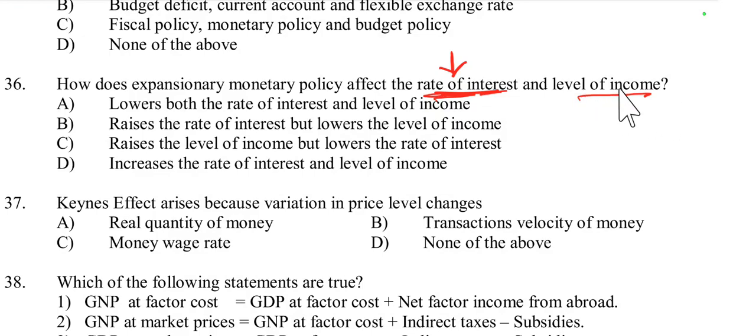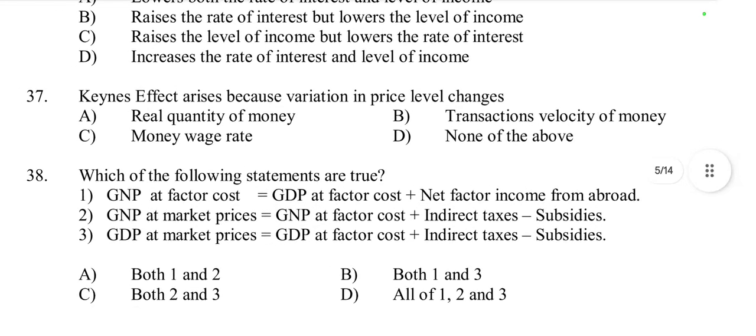Then what happens to the level of income? Lower interest rates encourage borrowing and investment by businesses and consumers, which can boost spending and aggregate demand, leading to a higher level of income and economic growth. The level of income and economic growth rises due to expansionary monetary policy. So it raises the level of income but lowers the rate of interest. Yes, option C is right here.